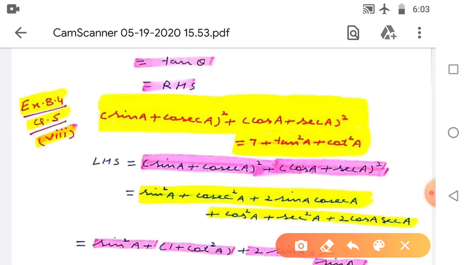This is again a very important question. Sin a plus cosec a whole square plus cos a plus sec a whole square is equal to 7 plus tan square a plus cot square a. Simple. Okay, we start with LHS. Sin a plus cosec a whole square plus cos a plus sec a whole square. Right? Now, again we have to see whether we are going to apply any identity here.